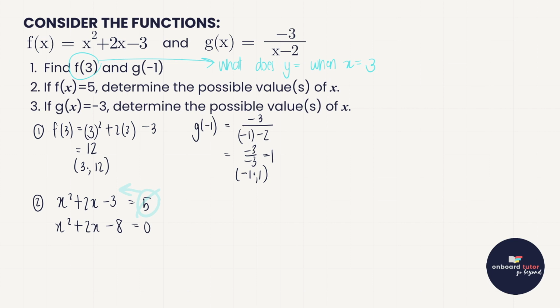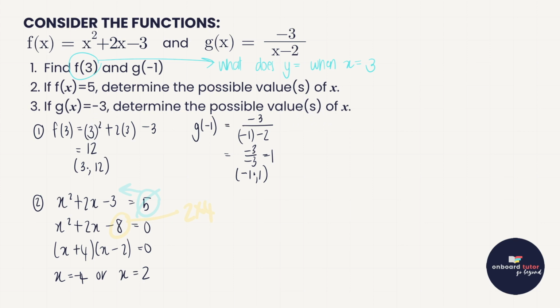Then we look at the factors of 8 and how we can use those to make a 2. So 2 times 4. So then we've got our two brackets here. It's going to be x plus 4, x minus 2. And so possible x values here are either x equals minus 4 or x equals positive 2. Okay, and again, we could look at it in coordinate form. We could have the coordinate minus 4 and 5, or we can have the coordinate 2 and 5, and that is definitely a possibility. And then finally, if g of x equals minus 3, determine the possible x values.